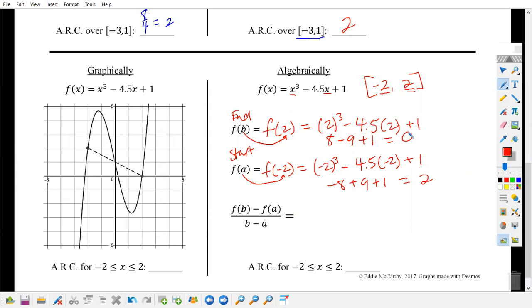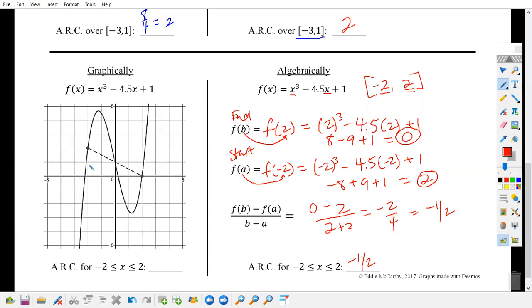So your f of b was 0. F of a was 2. And we plugged in b and a. And a negative times a negative makes a positive. So we have -2/4, which equals -1/2. How did we do?